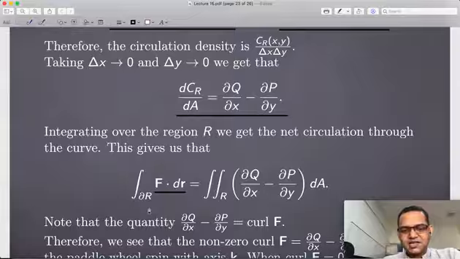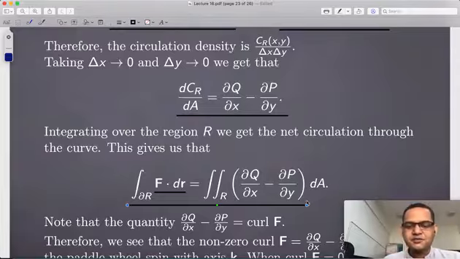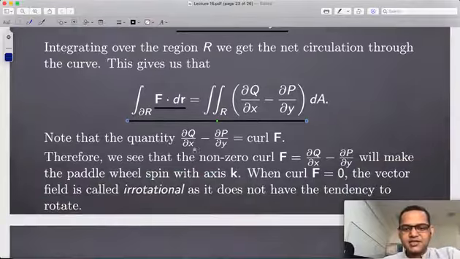Okay, so this is how you get Green's theorem. Knowing what the curl does, the idea of the curl, basically this gives you Green's theorem. Of course, I told you that this is over a rectangle, but then you can generalize the idea. So this quantity is precisely the curl.